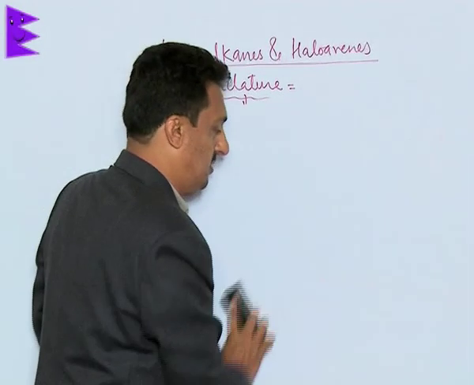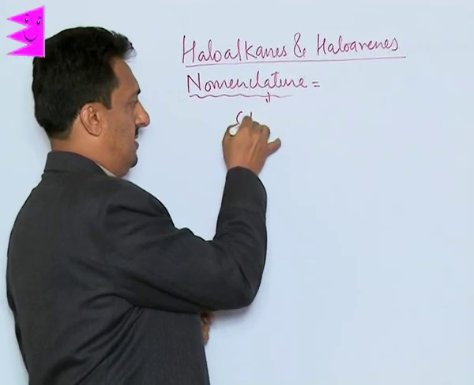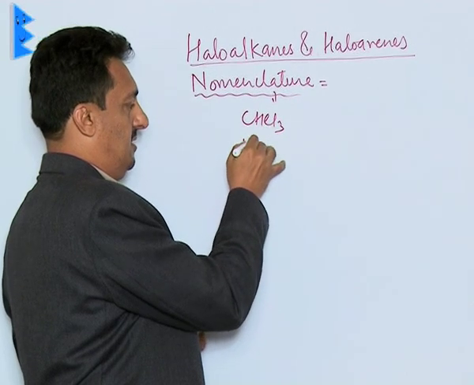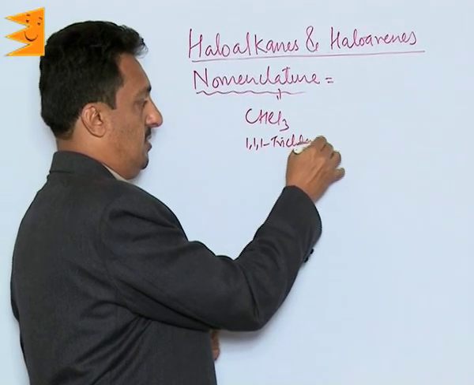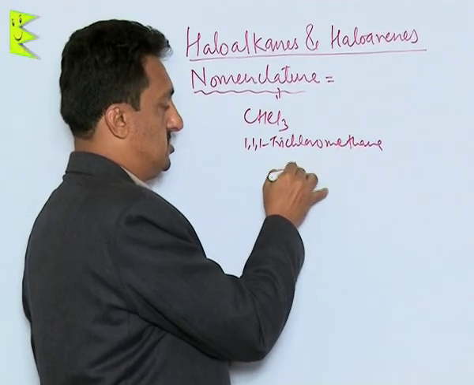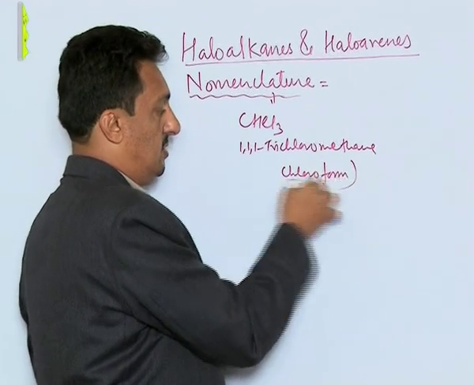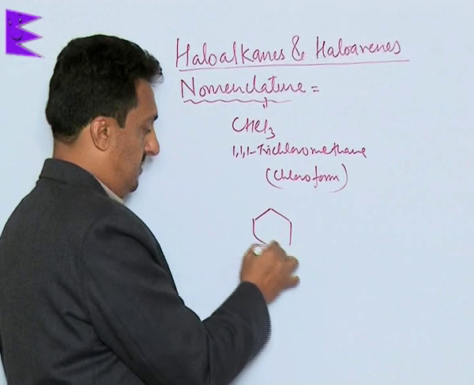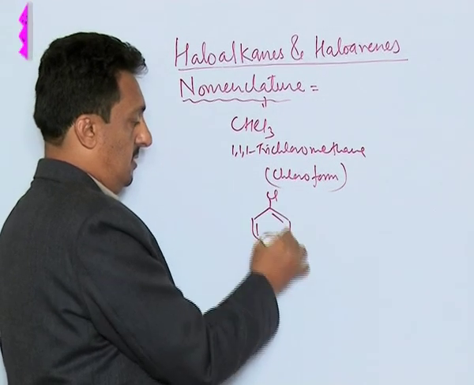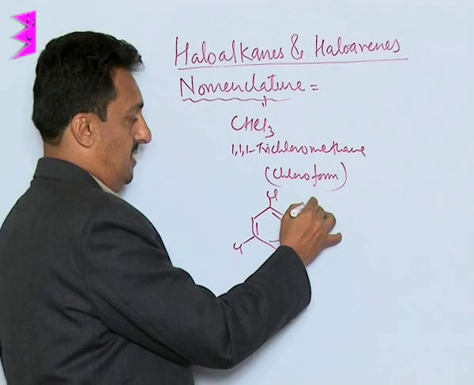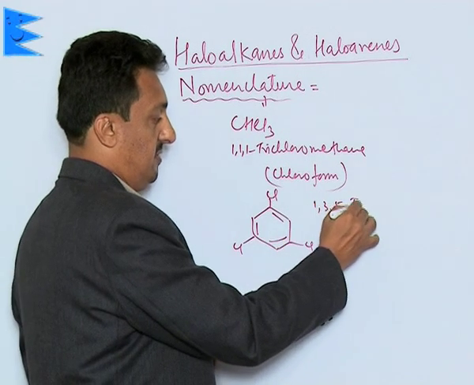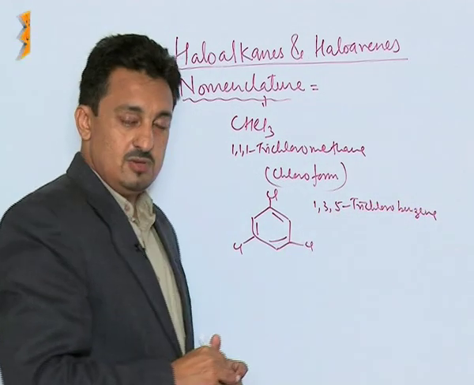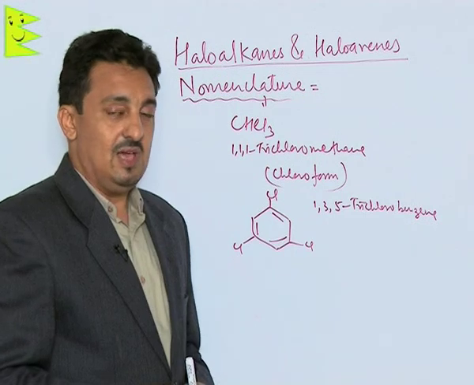Now we can have some more. Suppose we have this one, it's called trichloromethane, which commercially is called chloroform. We can also have a compound like this, which is called 1,3,5-trichlorobenzene, with no common nomenclature. So this is how we name the alkyl halides.